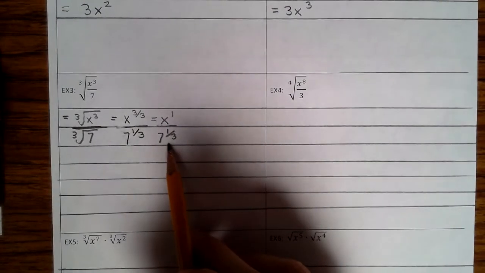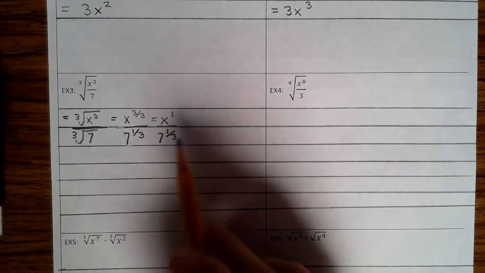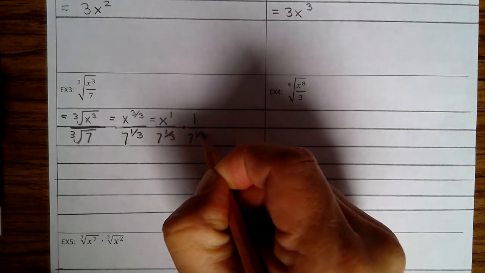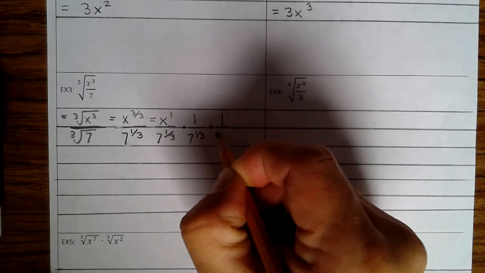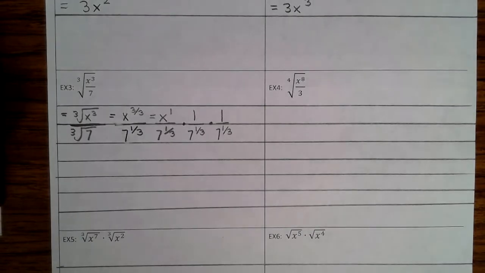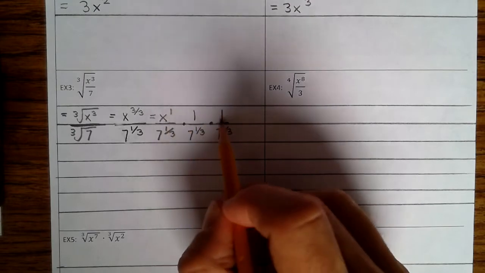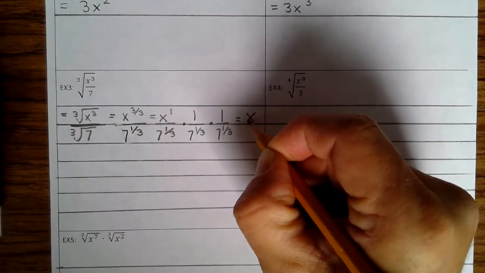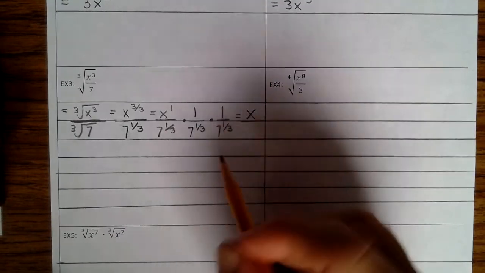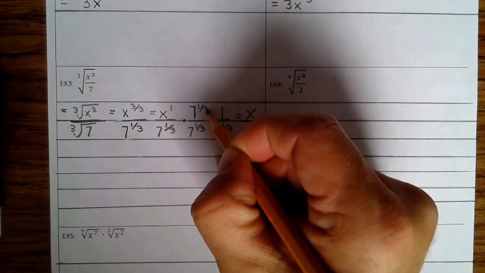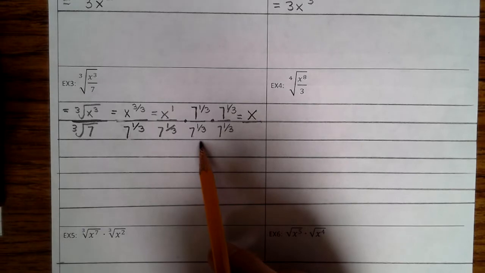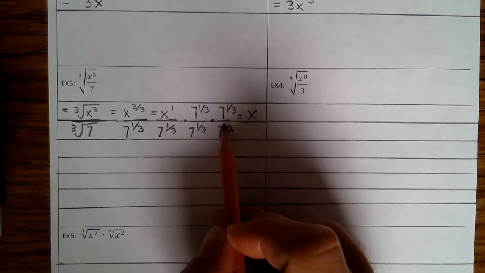Now, you can't leave this in the denominator, but what we can do is this. We're going to multiply this by 1 divided by 7 to the 1/3 power times 1 divided by 7 to the 1/3 power. Well, first of all, x to the first power times 1 is equal to x. Oh, but wait a second. You can't do that because you're changing equations. You actually have to multiply this by 7. And the reason you have to do that is because anything divided by itself is 1. So basically what we're multiplying this by is 1.